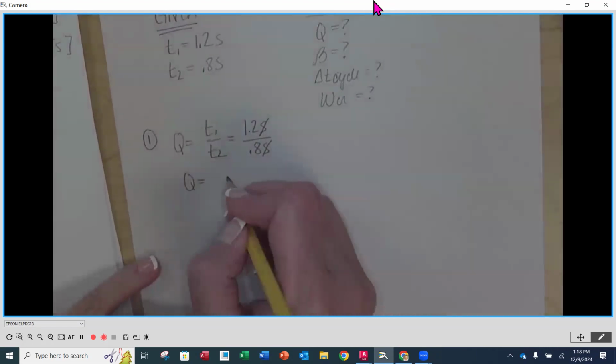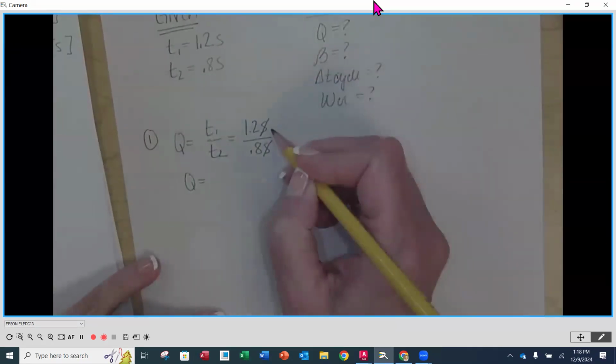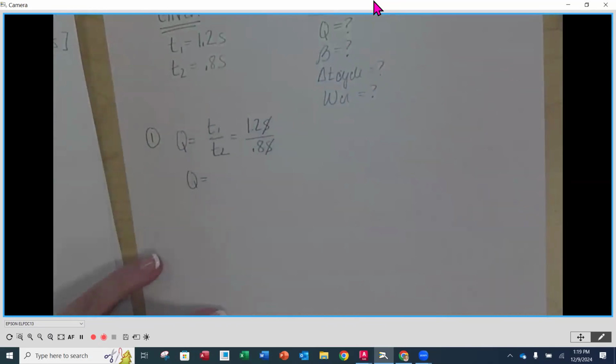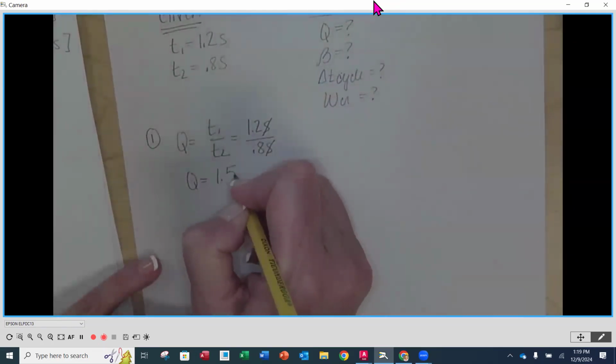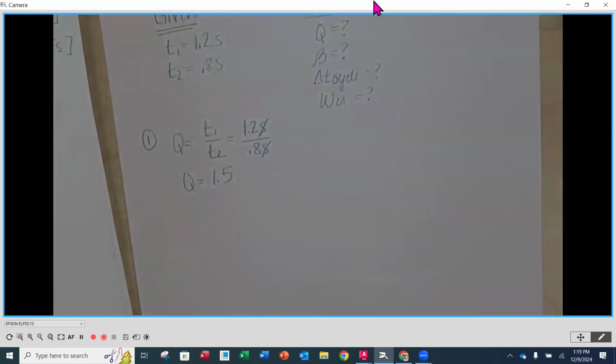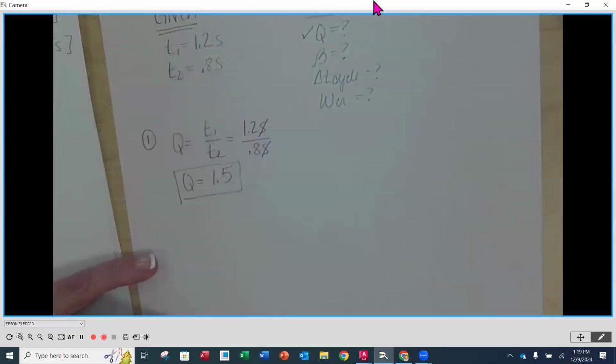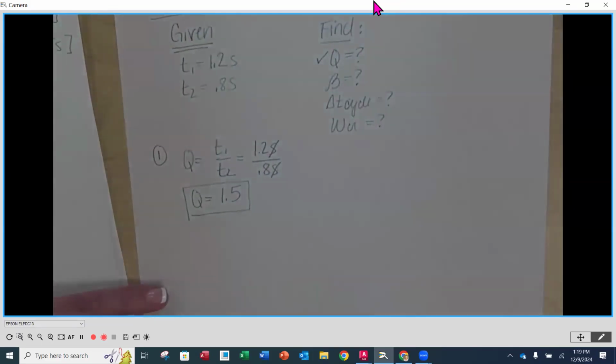1.5. Oh, 1.2 divided by 0.8. Oh, that's okay. 1.5, yes, 1.5. And again, no units because it's a ratio, the seconds cancel. Okay, so that means that this is the first quantity that we have here.